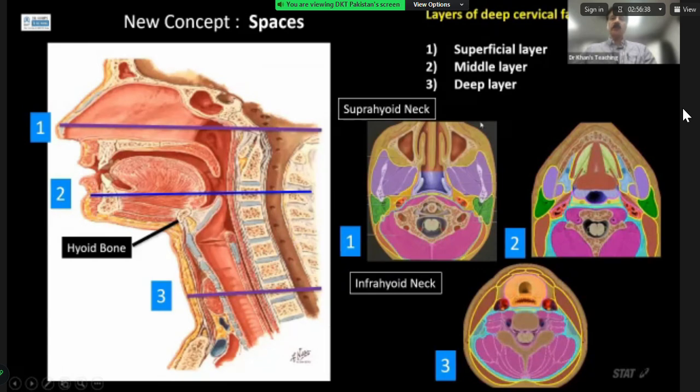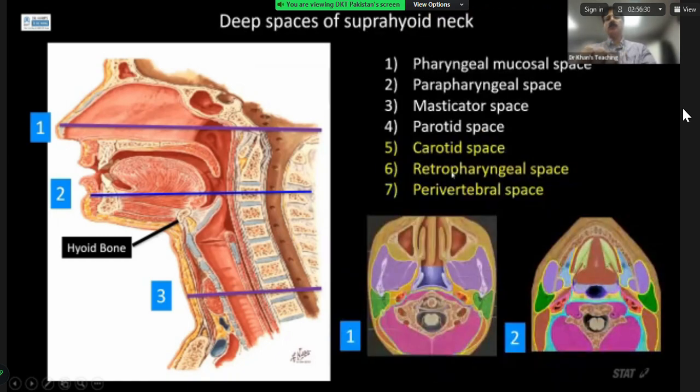So this concept, I'm just introducing. I'm not going to teach you today. I'm just introducing, but we are going to learn all of this during the next few sessions. Today, an overview is that suprahyoid neck. So this is hyoid, and superior to that, if you see that this diagram is going through this level.